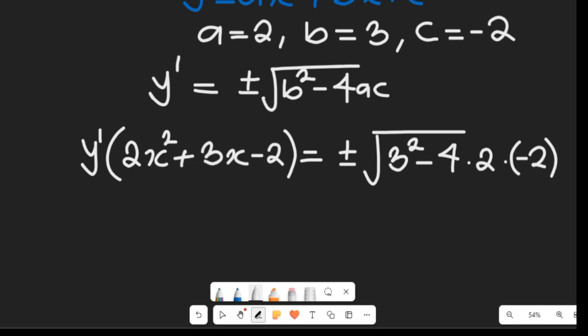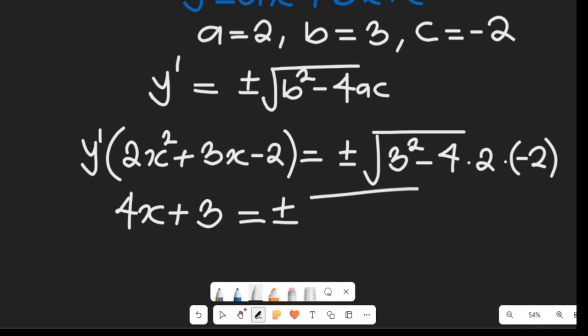Now, if I take the differentiation of this part, this is going to give me 4x, right? Plus, differentiating a constant and a variable, the constant will be thrown away, and I'll have x. This will be equal to plus or minus the square root of 3 squared, which is 9, minus 4 times 2, which is 8, 8 times 2 is 16. Minus minus will give us plus, so this gives us 16, and then we add 9 plus 16.